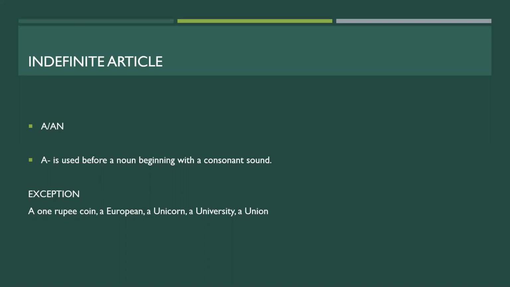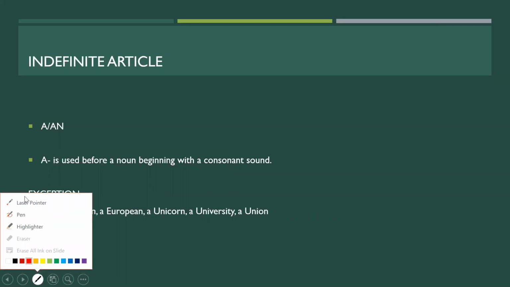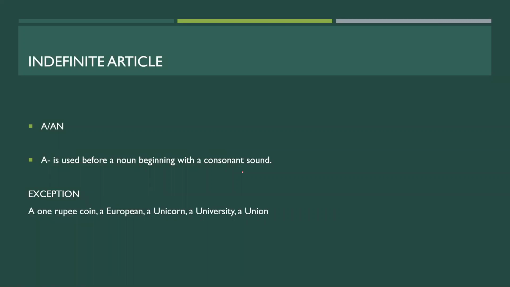The vowels are A, E, I, O, U. Whereas a we use before a noun beginning with a consonant sound. A consonant is anything apart from the vowels, but it is only the sound we have to look at. It is written consonant sound.